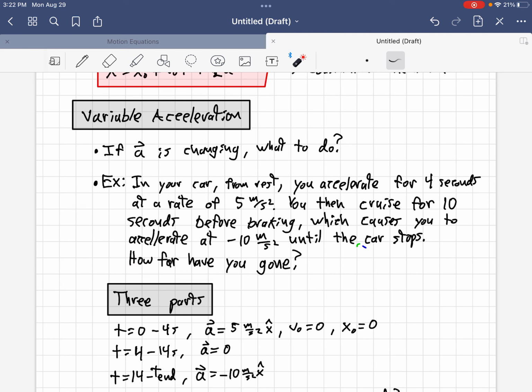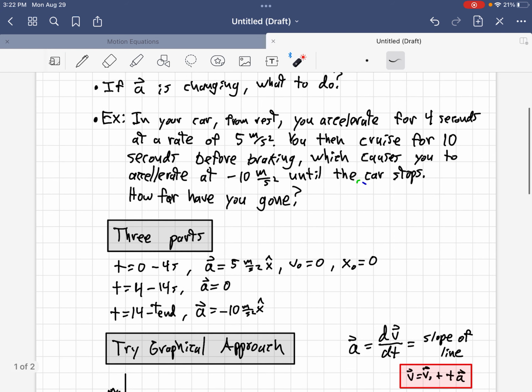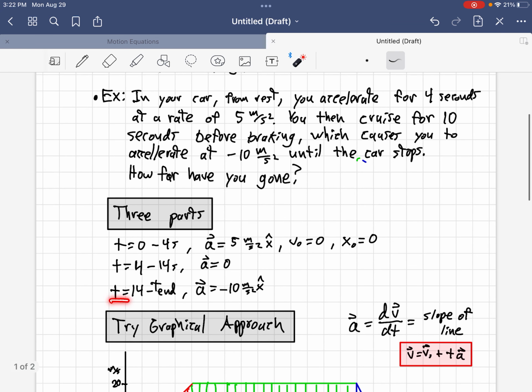So the question is, how far did you go in your car before you came to a stop again? You can see that this really has 3 parts: the part where we're accelerating from 0 to 4 seconds, the part where we're cruising, and here acceleration is going to be 0, and then at the end, from 14 seconds until we stop, where our acceleration is negative 10 meters per second squared.